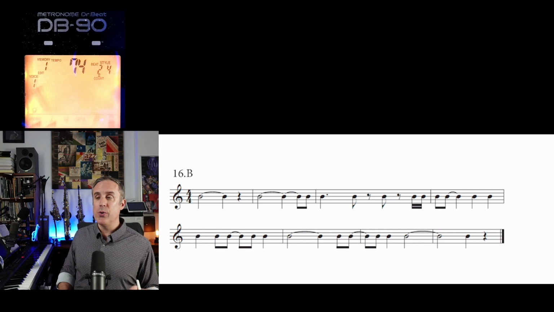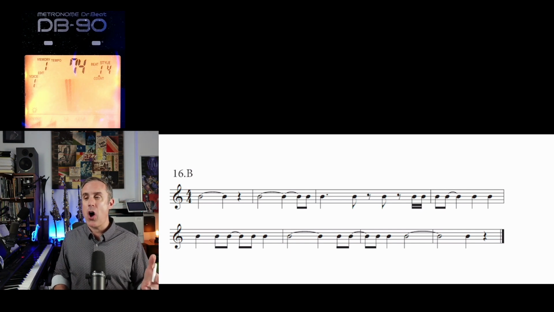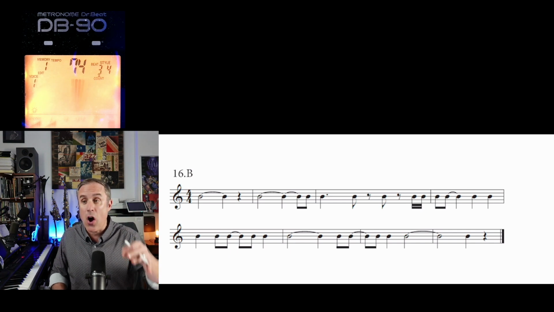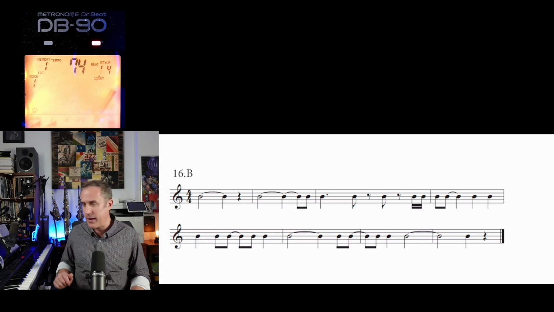1, 2, ready, and ta, ta, ti, ta, ti, ti, Tik-A-tee-tee, ta, ta, ta, ti, ti, ti, ta, ta, ti, ti, ti, ta, ta, ta. Okay.